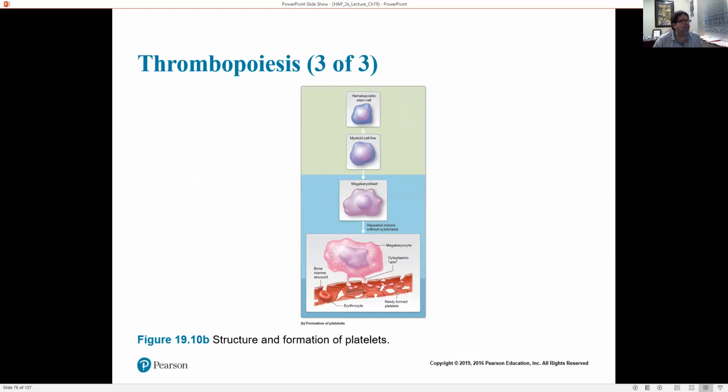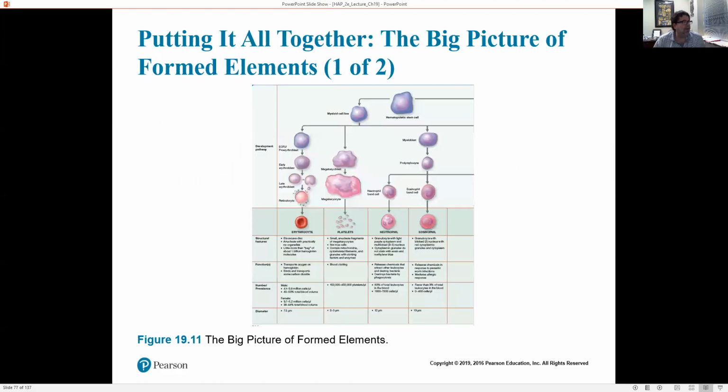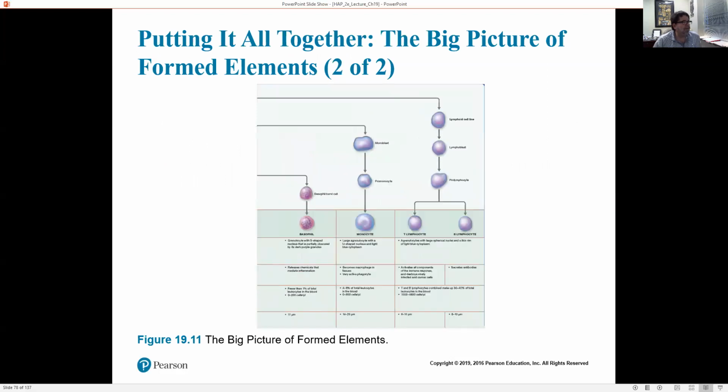So here it is. This megakaryocyte has cellular fragments called platelets, and they're going to stick to the epithelium lining of the blood vessels wherever they're torn, and that causes the platelet plug. Here's the left side of the big picture in your book, Figure 19.11. There's red blood cells, platelets on the left side, and then the granulocytic neutrophils and eosinophils and basophils next, and then monocytes are agranulocytes, as are the lymphocytes, the B cells and T cells.